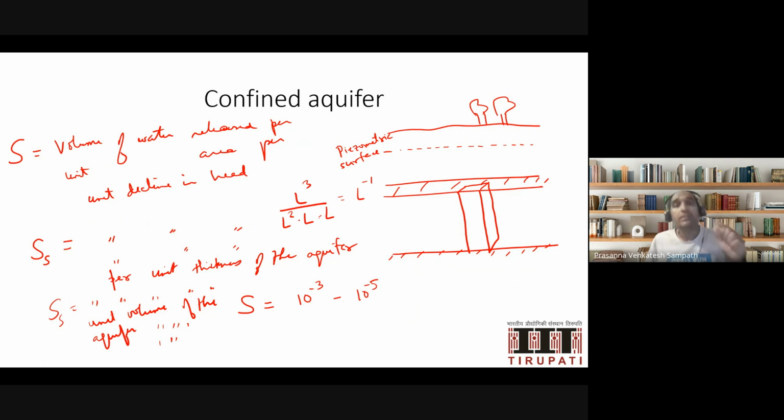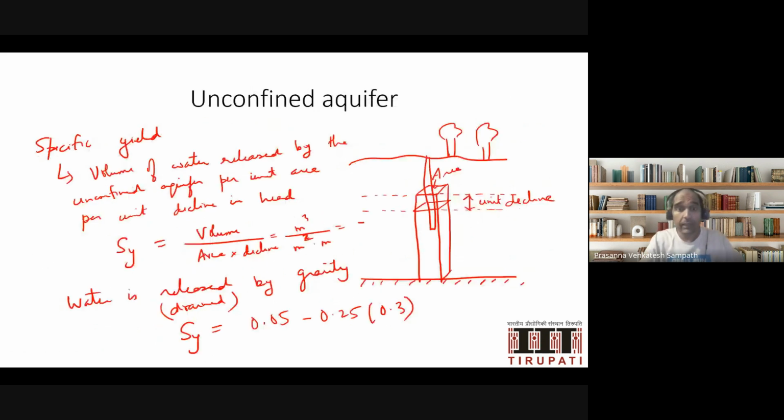Now, the important distinction between the unconfined aquifer and the confined aquifer is in the magnitude of the storage coefficient. We saw in the previous slide that the specific yield ranges from the lower end, 0.05, to about 10 to the power minus 1, 2.5 to 3 into 10 to the power minus 1. That's the higher end of the specific yield.